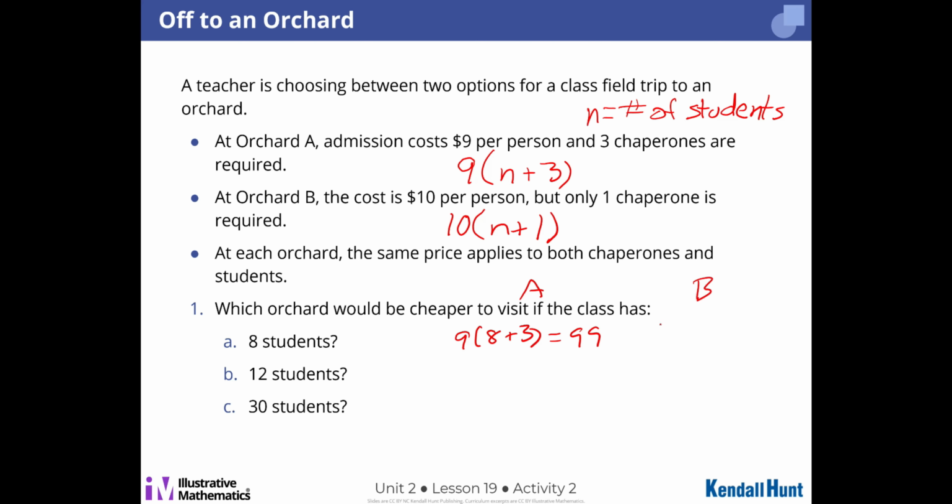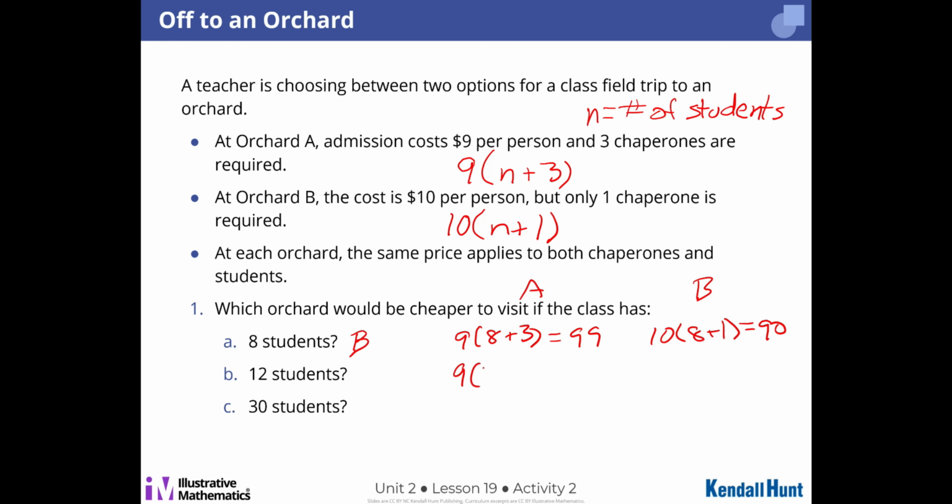Orchard B, we will do 10(8 + 1). 8 plus 1 is 9, so we get 90. So for 8 students, Orchard B is my cheaper route.